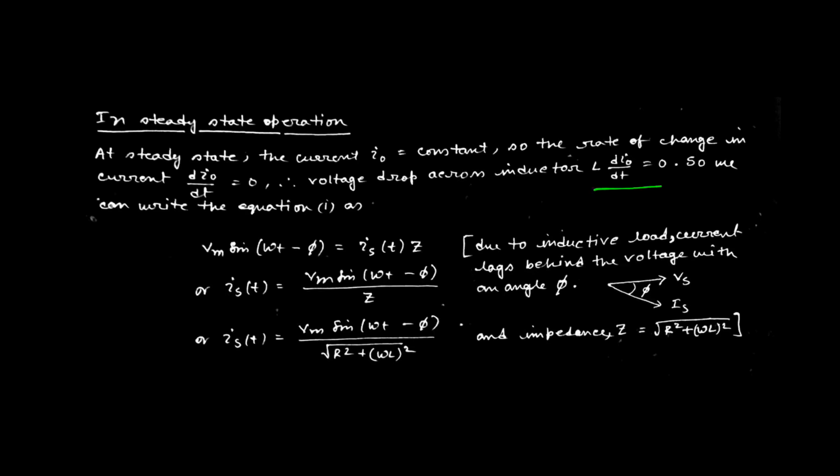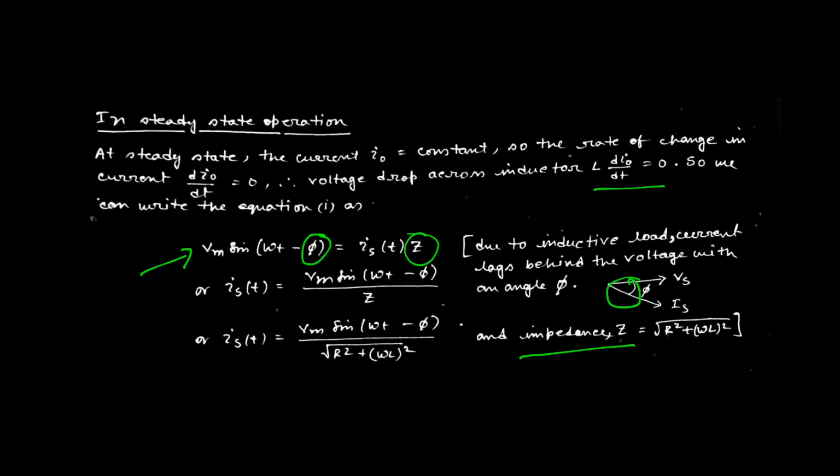So we can write the equation under steady state operation: Vm sin(omega t minus phi) should be equal to i_ST times Z. Why do the terms phi and Z appear? Because we are using an RL load. Due to the presence of L, the current lags behind the voltage by an angle phi. As well, due to the presence of the RL load, we should calculate the impedance, defined by root over of R square plus omega L whole square.